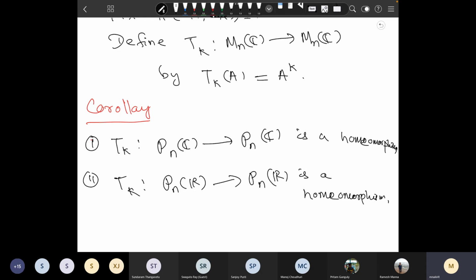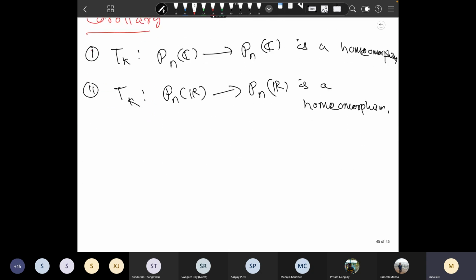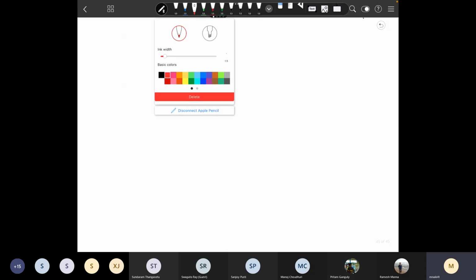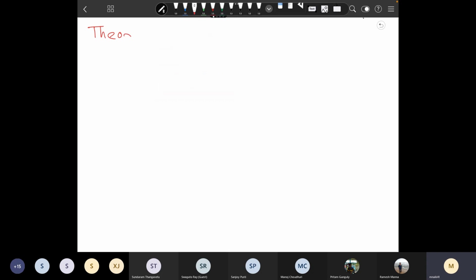Just wait 1 second. Okay. So I hope this corollary is clear to everything. Now I want to define some important things which is called polar decomposition, and this is one of the most important theorems in this classical theory.